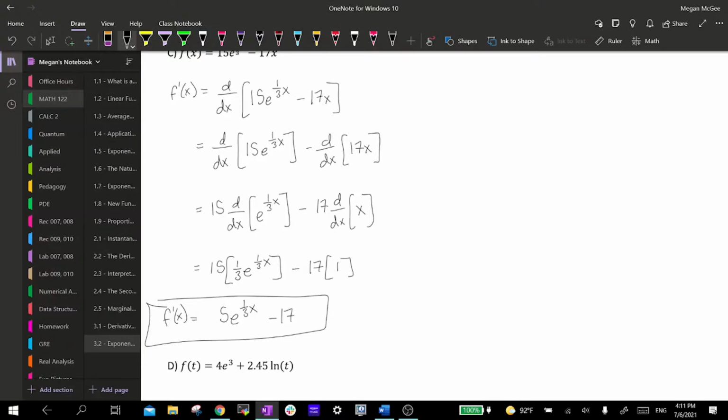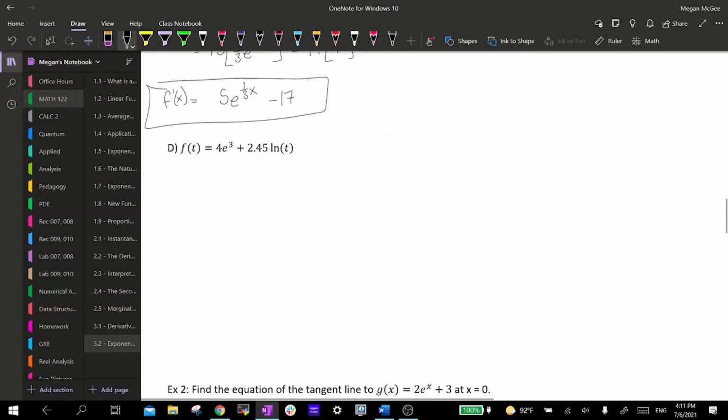Alright, we have one more, just a calculation of a derivative, and then we'll jump into something else. Okay? So here they switched up the variable on us. Now we're looking at f of t, but it's the same deal, right? So we have f of t is equal to 4 e to the 3rd power, so e cubed, plus 2.45 times the natural log of t.